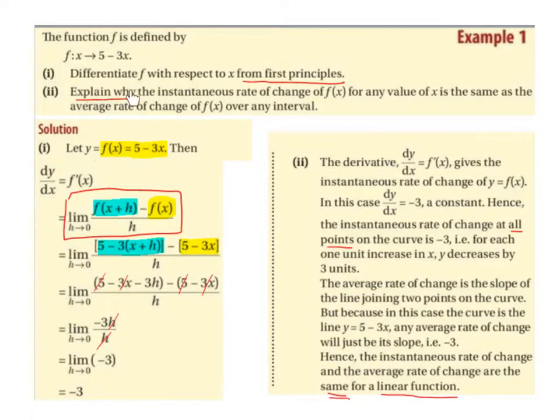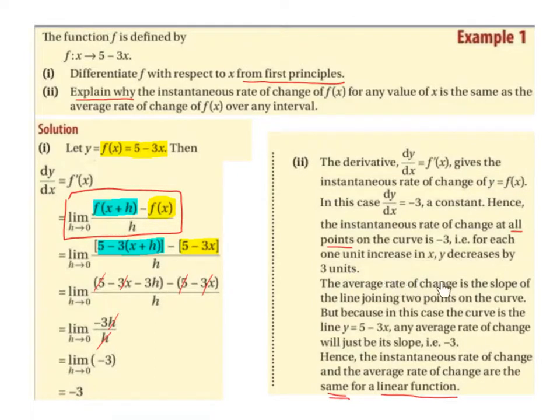Part 2. Explain why the instantaneous rate of change of f(x) for any value of x is the same as the average rate of change of f(x) over any interval. The derivative dy/dx equals f prime of x gives the instantaneous rate of change of y equals f(x). In this case, dy/dx is equal to minus 3, a constant. Hence, the instantaneous rate of change at all points on the curve is minus 3, i.e., for each 1 unit increase in x, y decreases by 3 units.